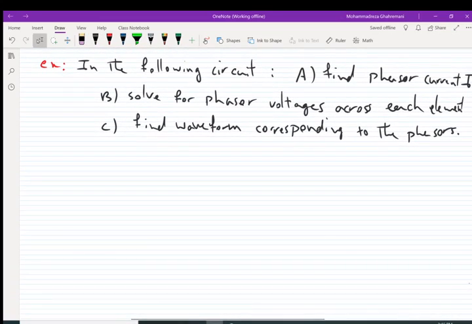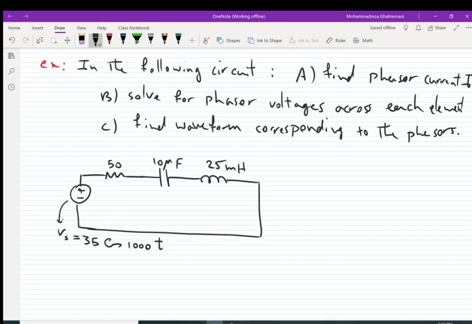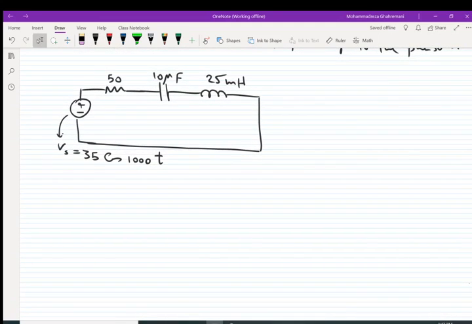Okay, and here is the circuit. We have an AC voltage source with a resistor with a value of 50 ohms, a capacitor with the value of 100 microfarad, an inductor with a value of 25 millihenry, and the value of Vs is equal to 35 cosine of 1000t. Okay, we want to solve this circuit.